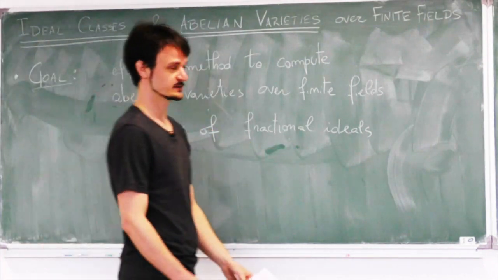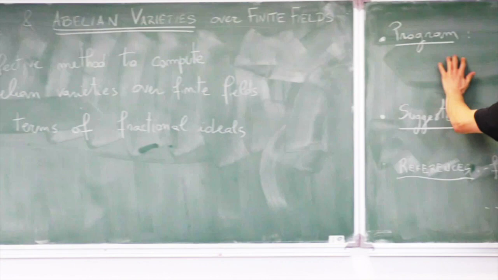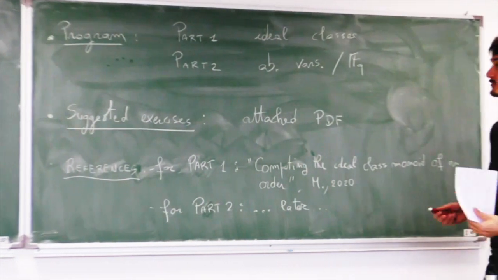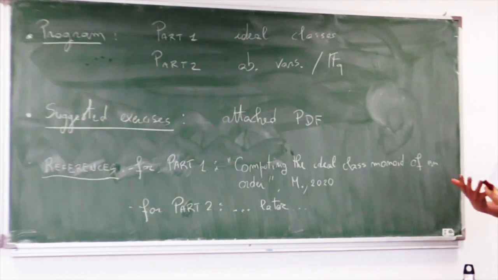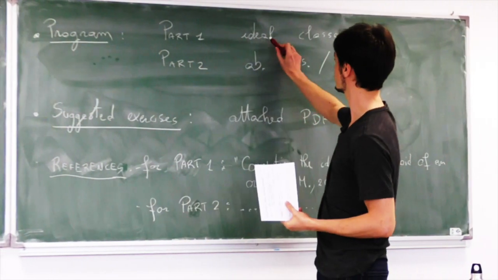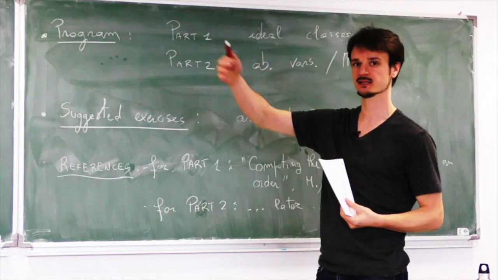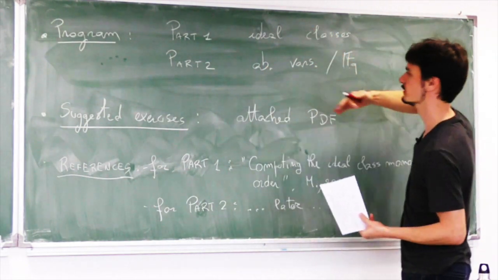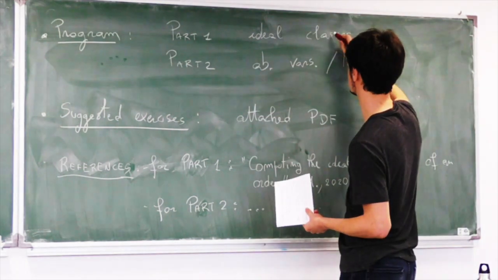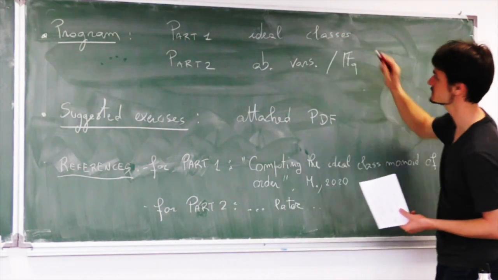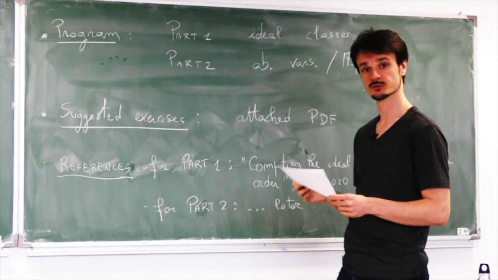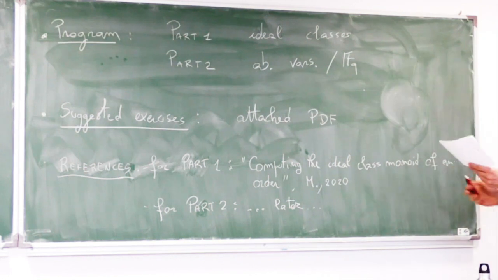The program of this course is that we're gonna have two parts which are quite separate from each other, but they will tie together very nicely in the end. In the first part, we're gonna focus on ideal classes, so fractional ideals, orders, and very number theoretical topics, and how to compute these classes, these isomorphism classes of ideals. While in the second part, we're gonna focus on the geometry and how to compute the abelian varieties.